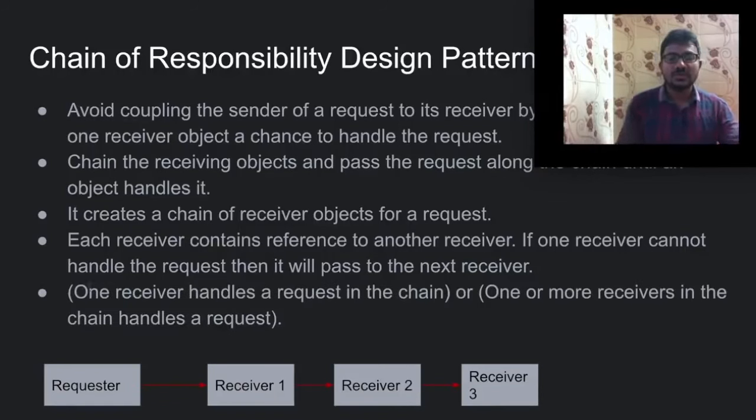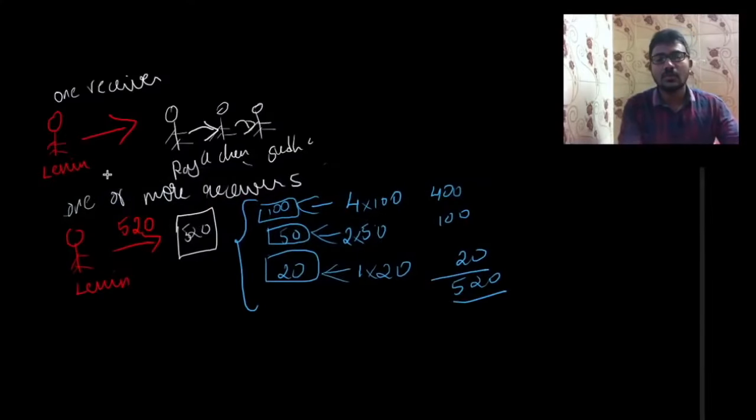And these are the two categories by which a chain of responsibility design pattern can be implemented. First category is one receiver handles the request in the chain. Second category is one or more receivers in the chain handle the request. We can explain these categories using real life examples. So this is the one receiver example, and this second example explains one or more receivers acting at the same time.